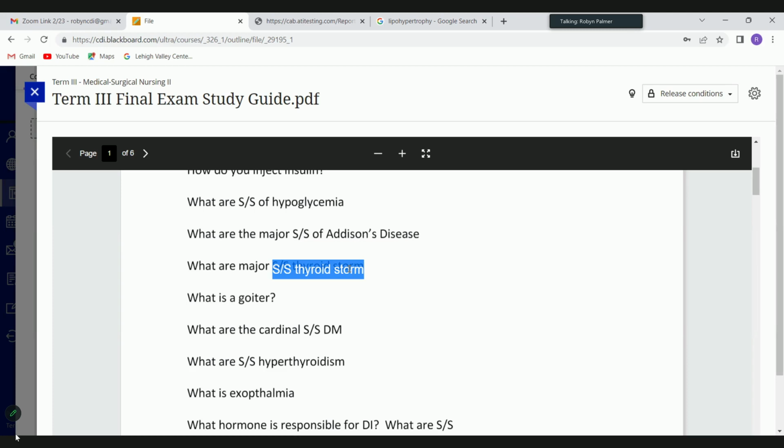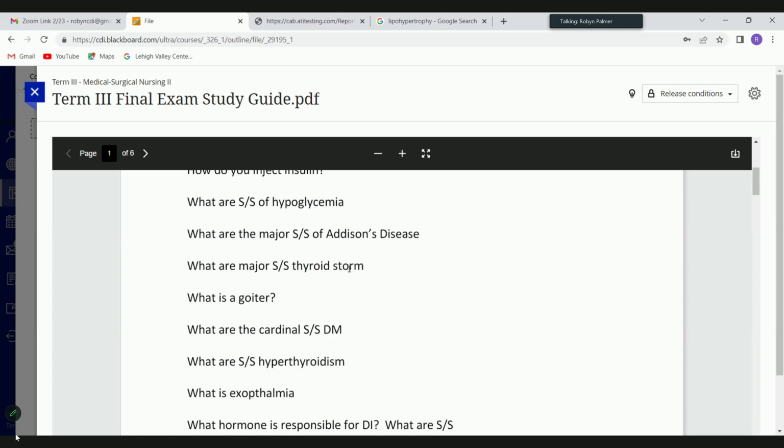Are they usually thin or heavy? Thin. Do they usually go to the bathroom more or do they get constipated? They go to the bathroom more. Do they have a higher pulse or a lower pulse? Higher pulse. They're all jittery. Do they have insomnia or not? Insomnia.